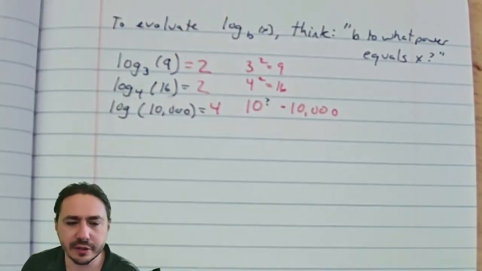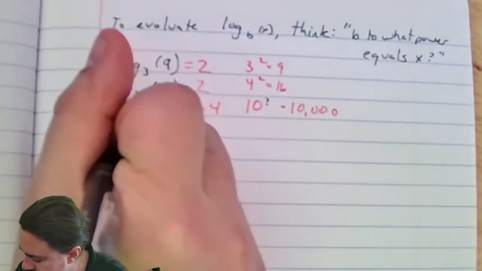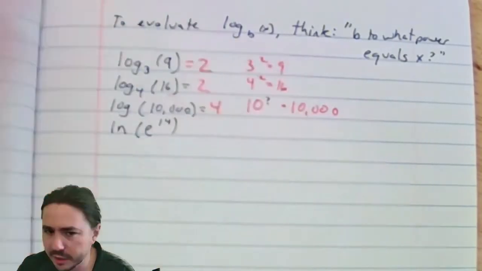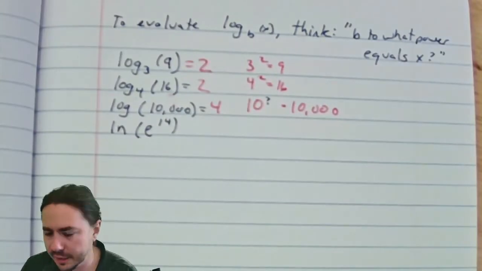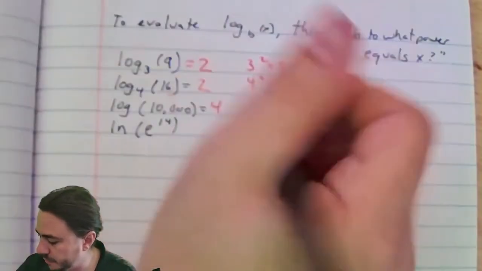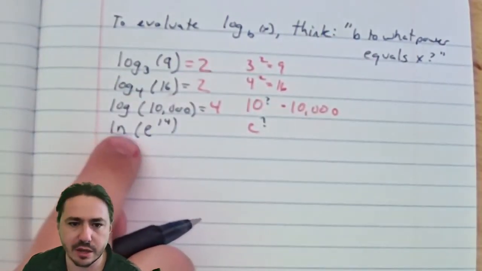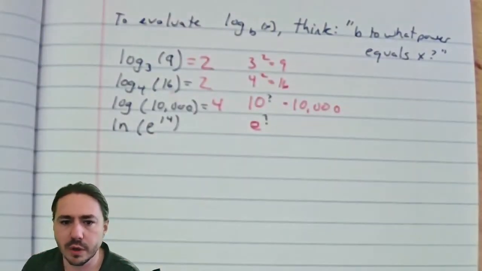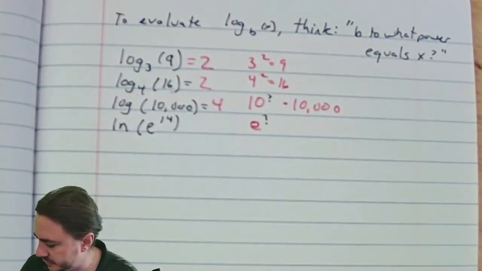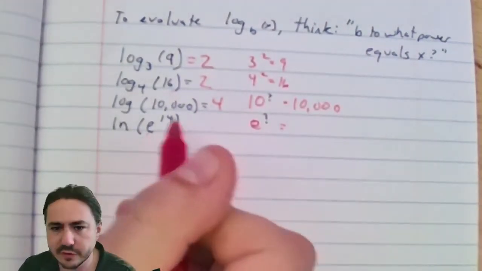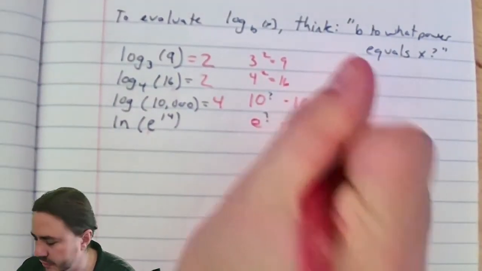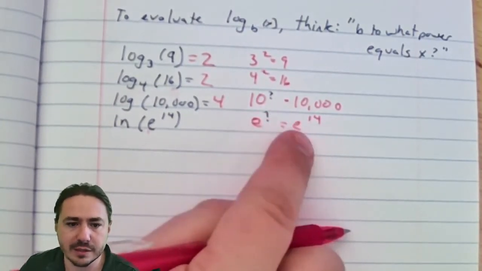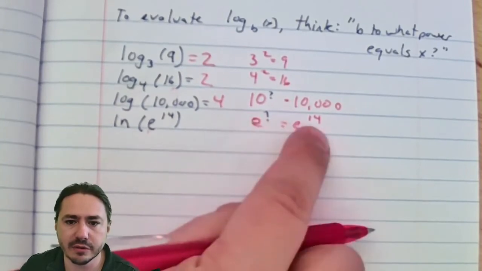This can get a little trickier, but not too bad. If I said what's the natural log of e to the 14th, you want to be asking yourself, e to what power? Because remember, when you see natural log, the base is e, or Euler's number. So e to what power is what's in the parentheses here, e to the 14th? Well, when you write it out like this, it becomes a little more obvious. That number has just got to be 14.